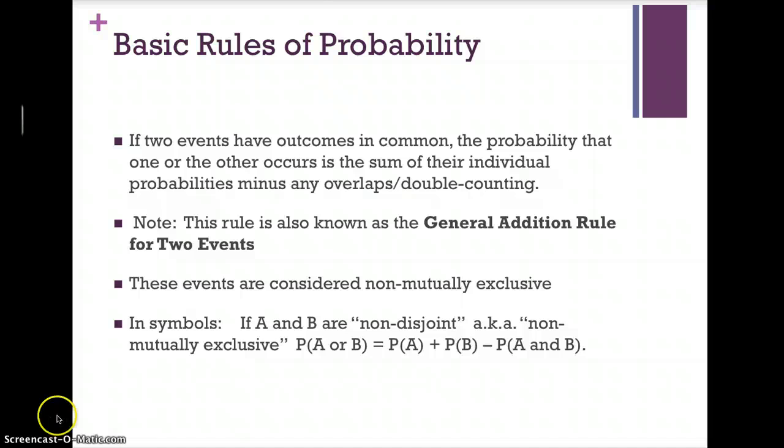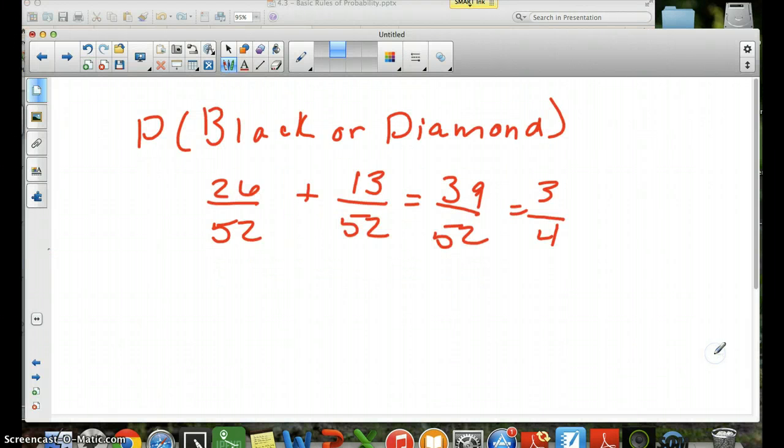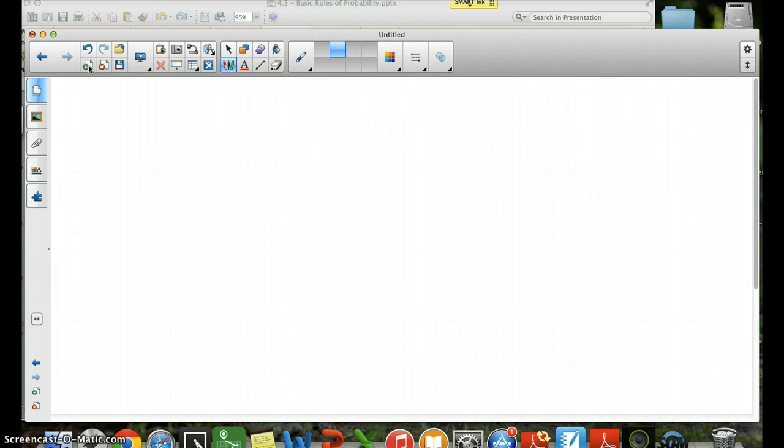You should concentrate on the kind of formula here to follow. So the probability of A or B, if they are non-mutually exclusive, you add together the two and then subtract your overlap. Okay, so let's look at a quick example of this. I guess we'll go back to a deck of cards because there's a lot of overlap there. So let's talk about the probability of a black card or a spade.